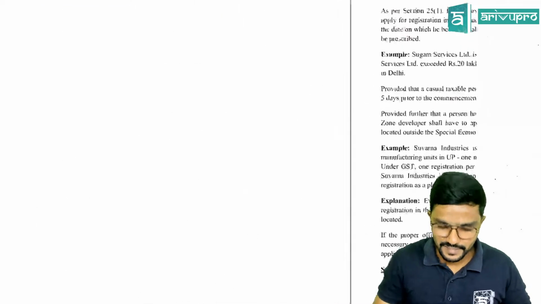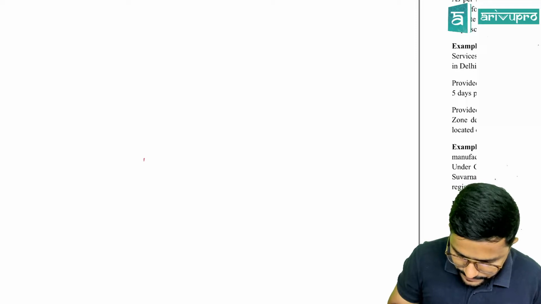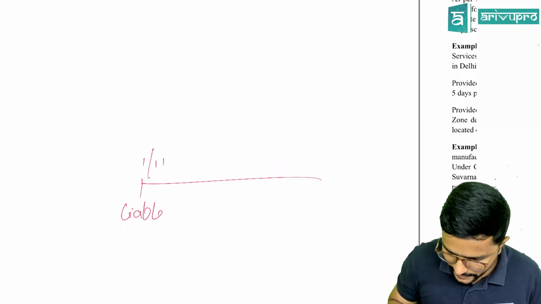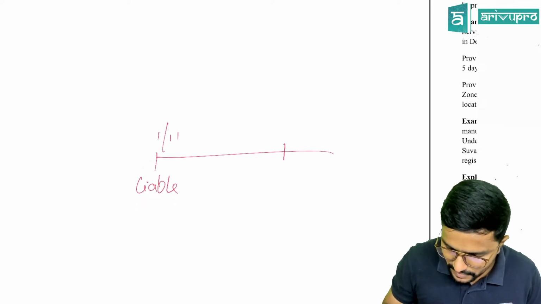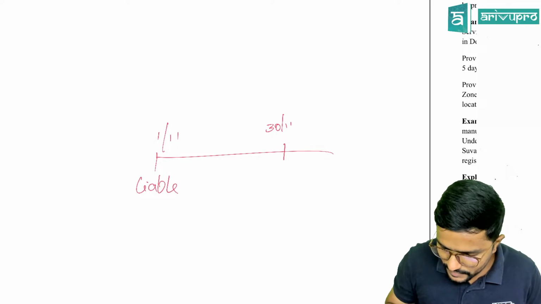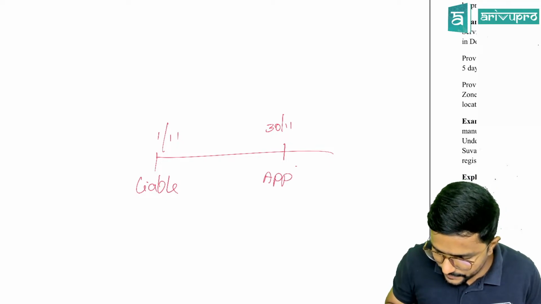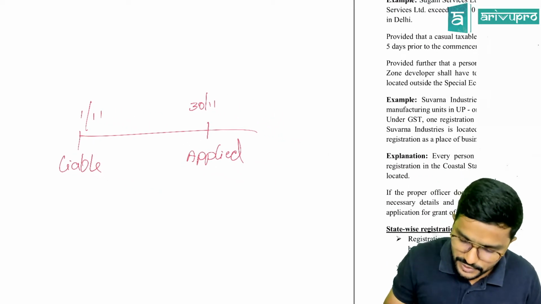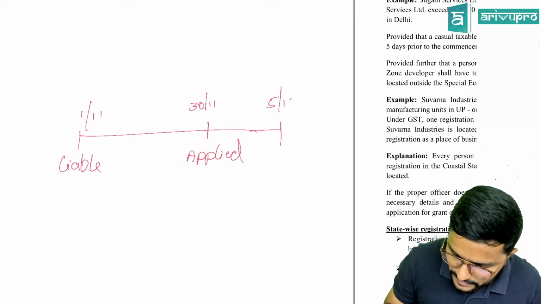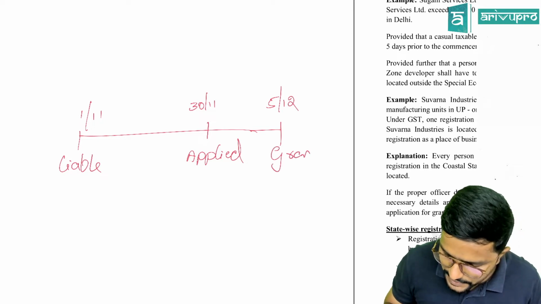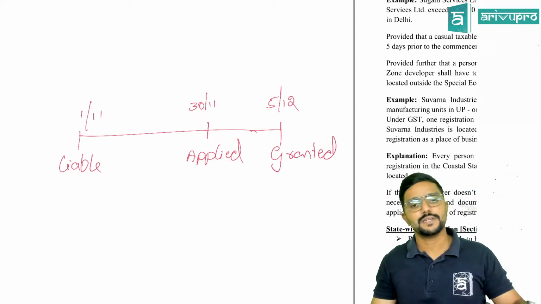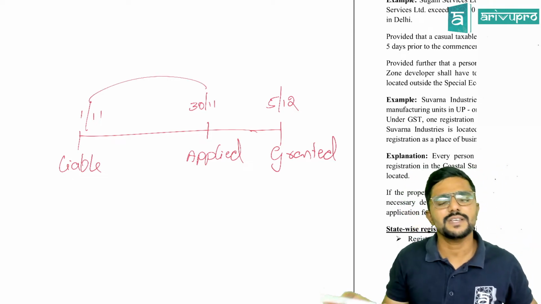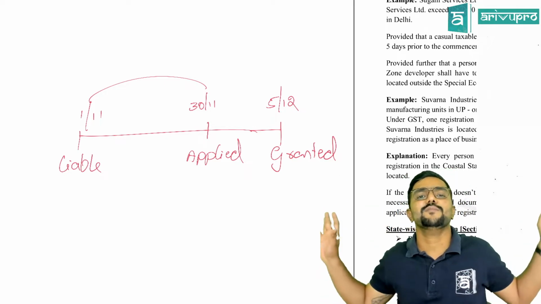Clear? So for example, let me take this: on 1st November, I was liable for registration, guys. I applied for registration on 30th November. Is it fine? Have I applied within 30 days? Yes. Assume registration is granted on 5th December. Is it a violation? No, it is not a violation. The duty is to apply for registration within 30 days. Did I apply? Yes. Registration is granted after 30 days, I don't have a problem.